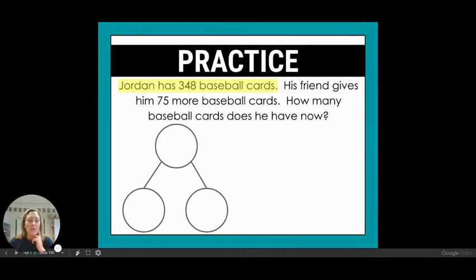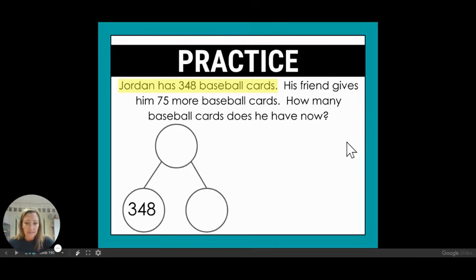Now, since I already read through the problem, I know that this 348 is only going to be one of my parts because he's going to get more. So I'm going to go ahead and plug my 348 into one of the parts of my number bond.